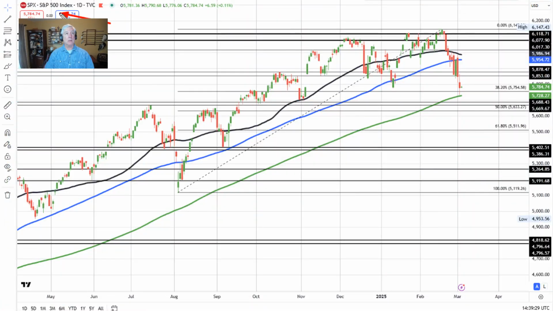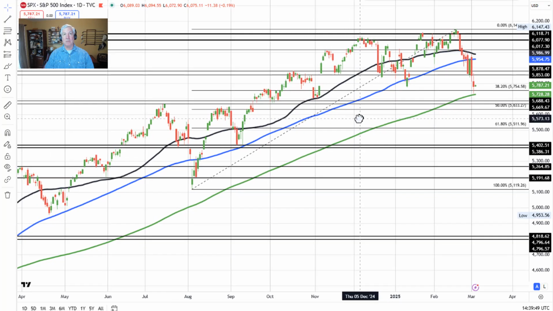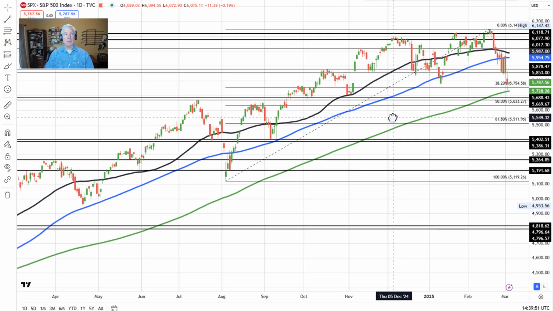Let's start by taking a look at the S&P 500, and that index saw the price move sharply to the downside in trading yesterday. Where would we find support? Found support right against the 200-day moving average. That's a green line in this chart that comes in at 5728.27. Keep that level in mind, not only today but going forward. It's rising a little bit, so pay attention to that.